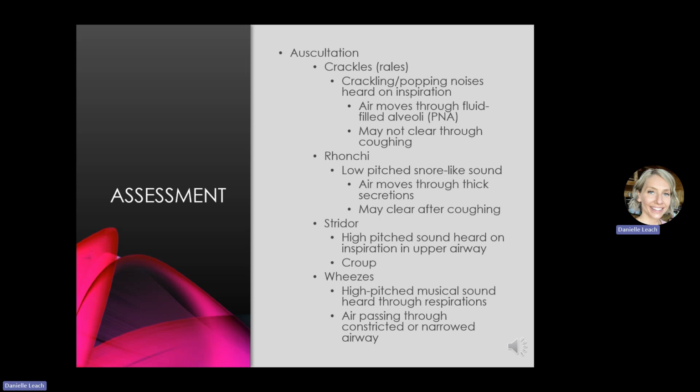Wheezing, of course, is another sound, a high-pitched musical sound that is heard through respirations. So it's where air is passing through constricted bronchioles or a narrowed airway, such as in asthma.